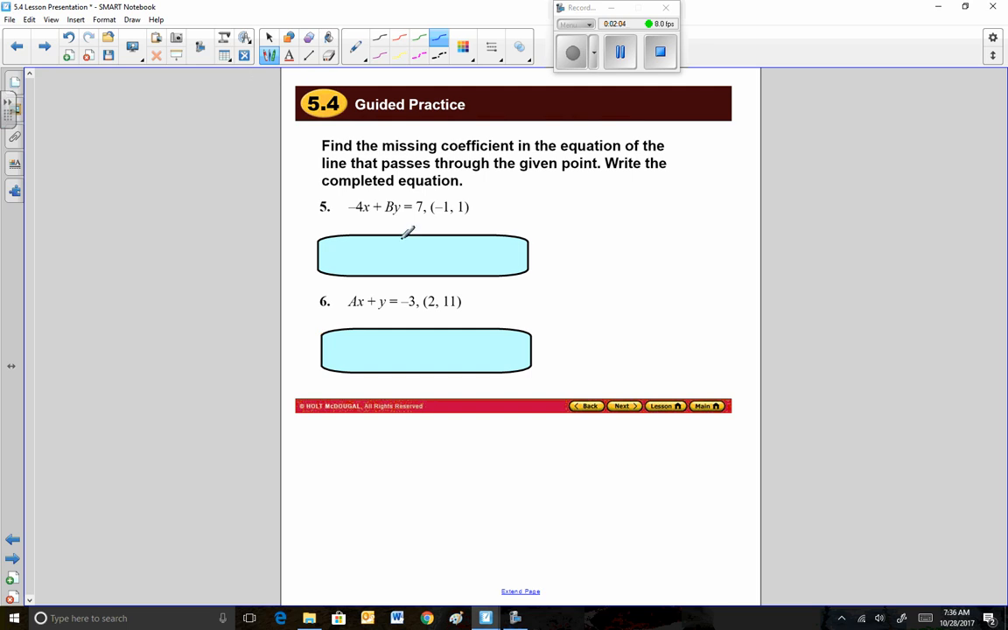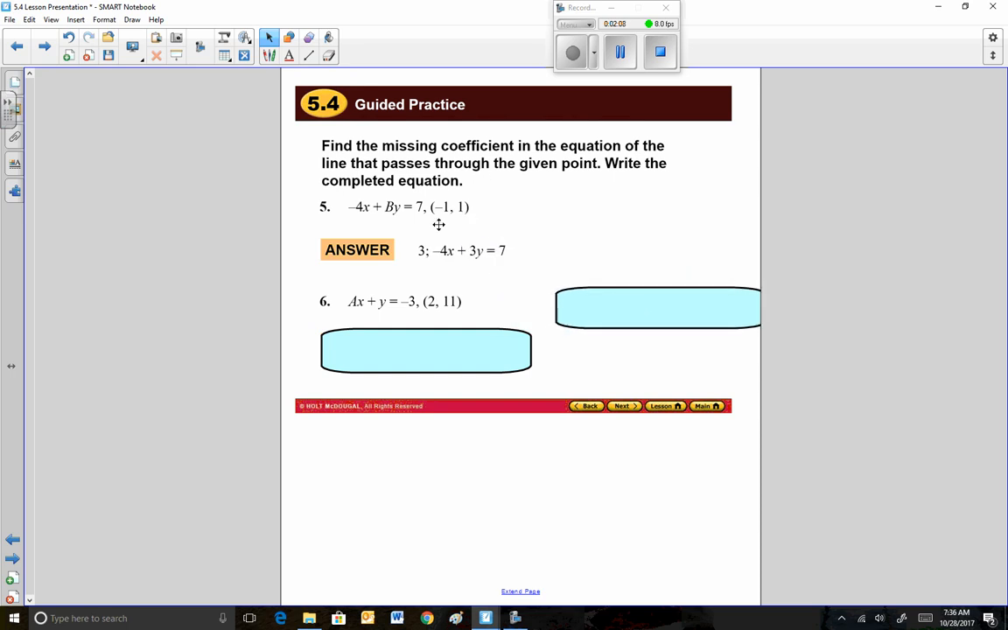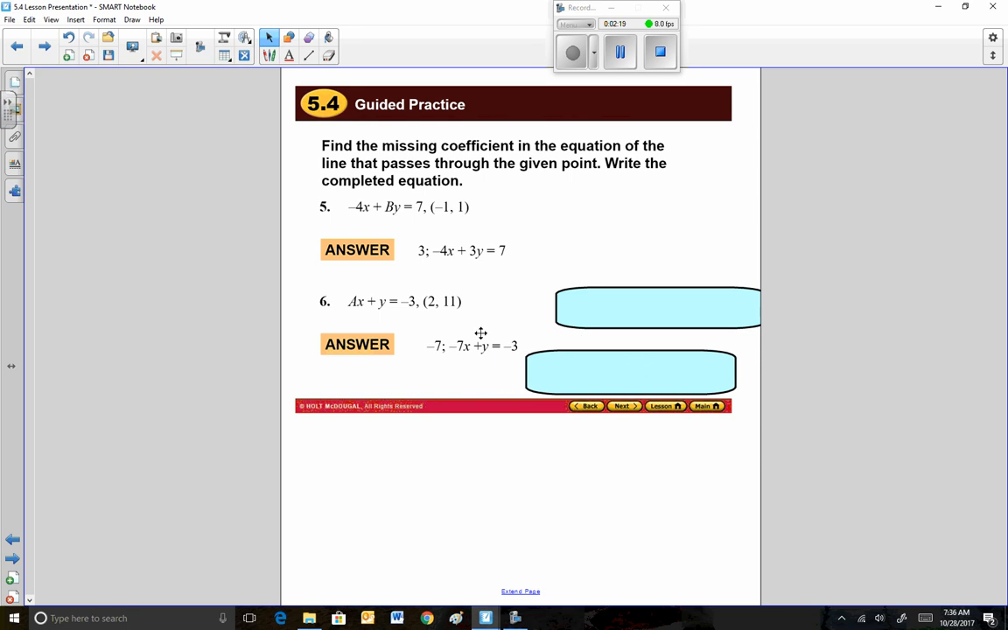Welcome back. Let's see how you did. You should have been able to get 3 as your missing b value. So you plug it in, negative 4x plus 3y equals 7. Take the 3, pop it in for the b. Same thing happened for number 6. Let's see, we've got a negative 7 for our a value. So you pop in the negative 7, so it's negative 7x plus y equals negative 3.